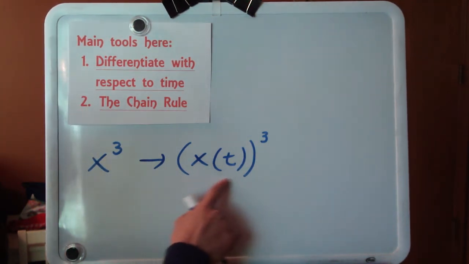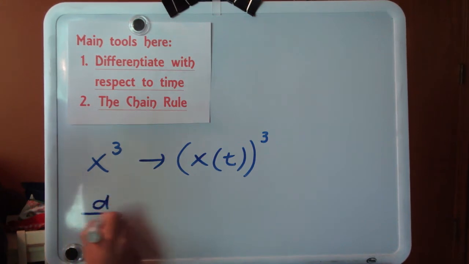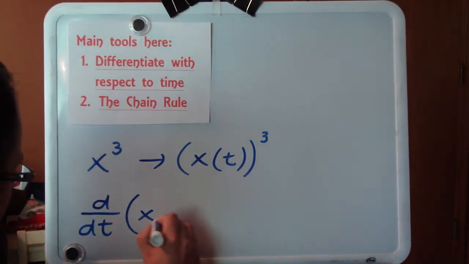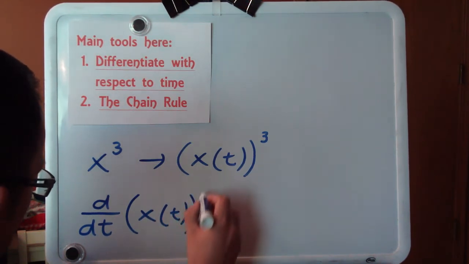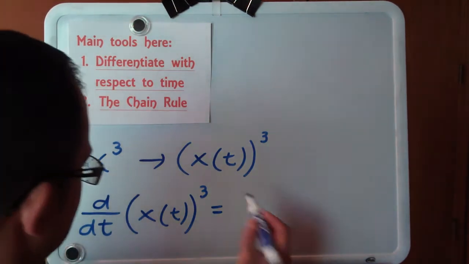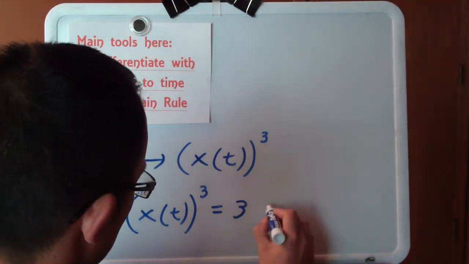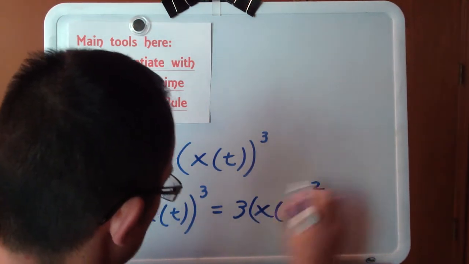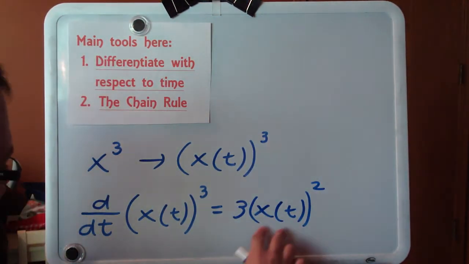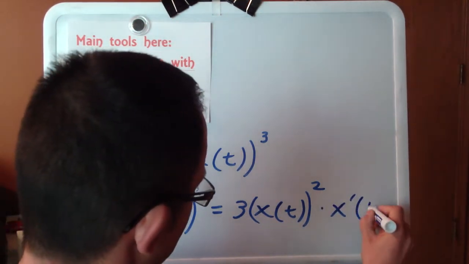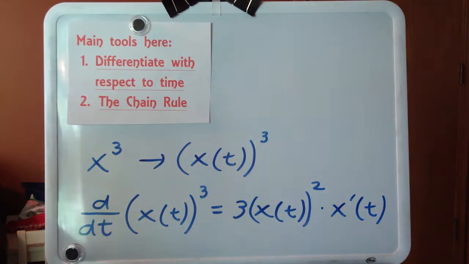Now if you were to find the derivative here, so if we differentiate this function with respect to time, it would still look as we're accustomed to doing. So it would be 3x raised to the second power, right, the power rule, and then you would look at the inside function and differentiate that. So x prime of t.